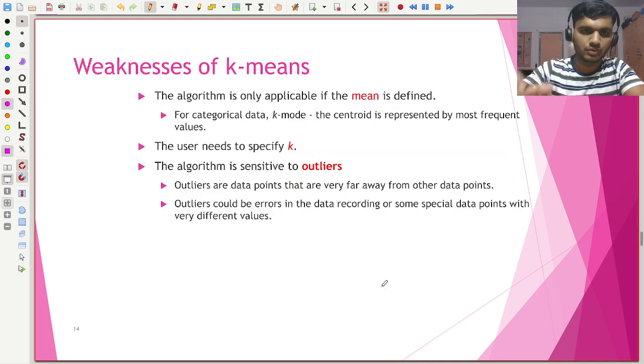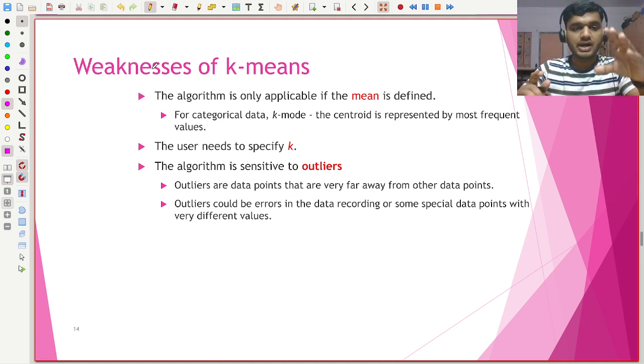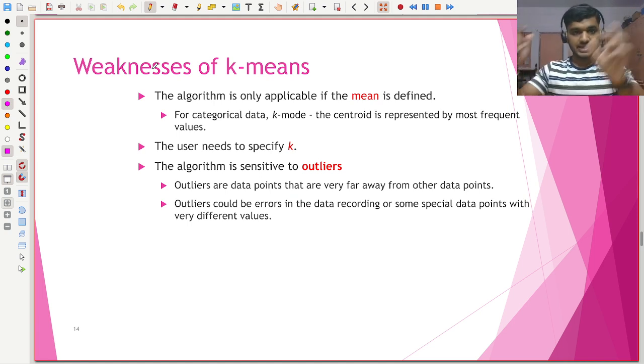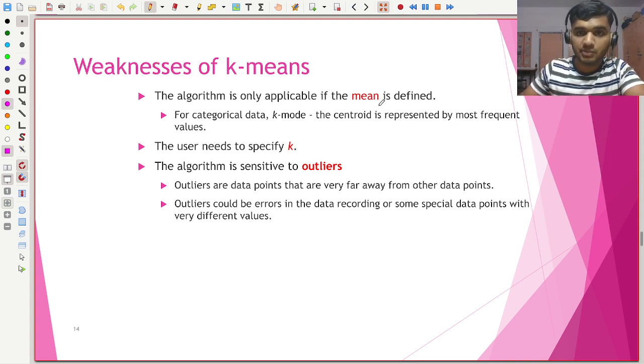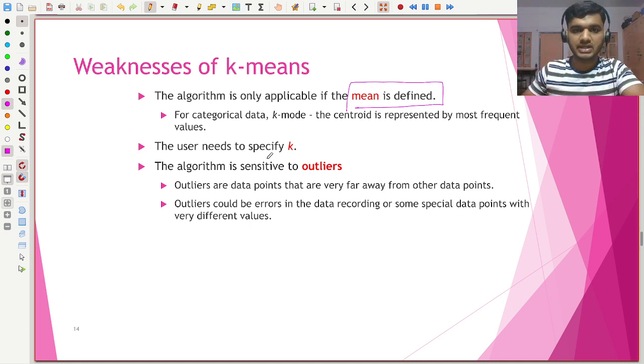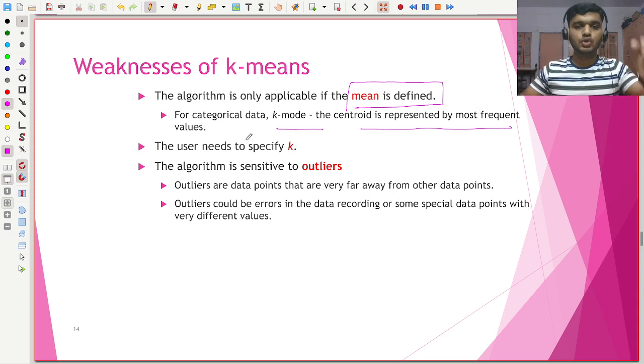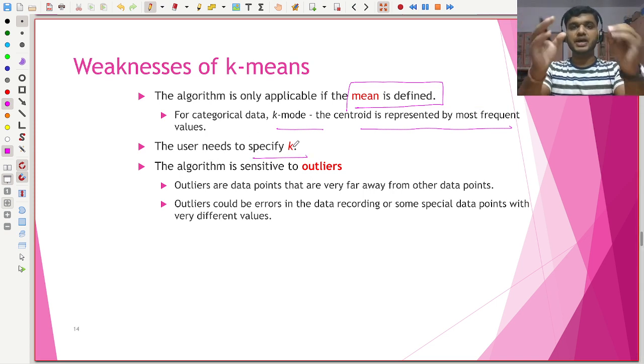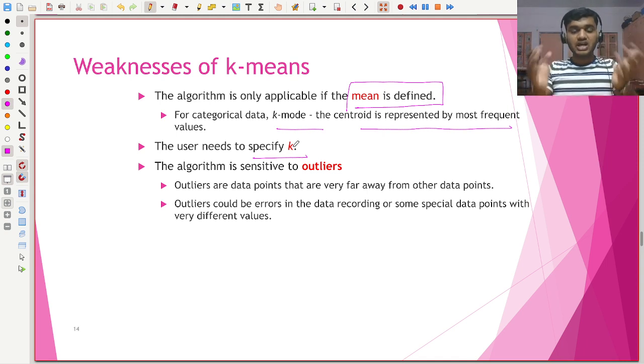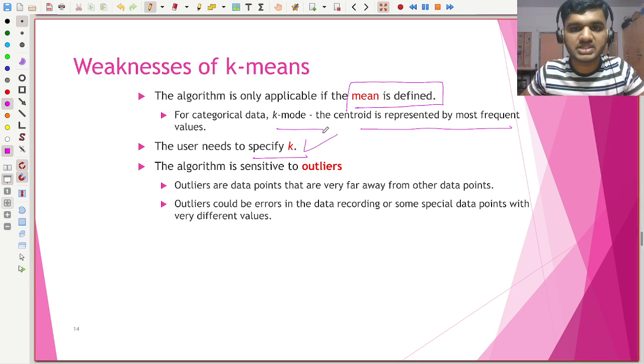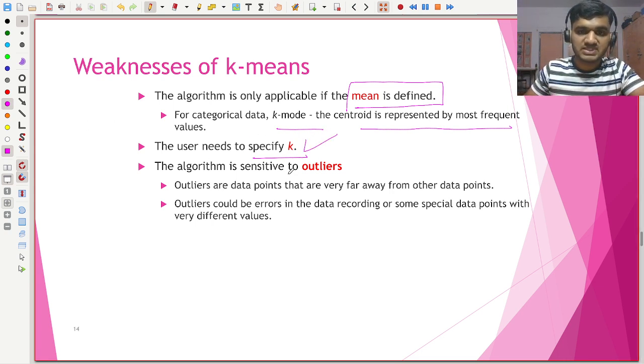The weaknesses of k-means are some disadvantages: the algorithm is only applicable if the mean is defined. For categorical data, k-modes is used, where the centroid is represented by the most frequent value. The user needs to specify k. If you do not specify or calculate the k value, then we cannot proceed with the k-means algorithm. The algorithm is also sensitive to outliers.